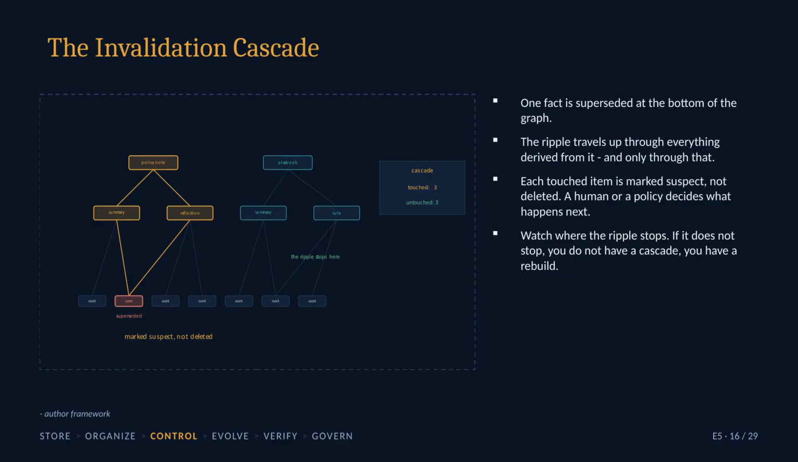Now watch where the ripple stops. Most of the graph is never touched, because most of it has no path to the superseded record. If your ripple does not stop, you do not have a cascade. You have a rebuild with extra steps. And marking rather than deleting is what keeps the cascade cheap enough to be allowed to run at all.